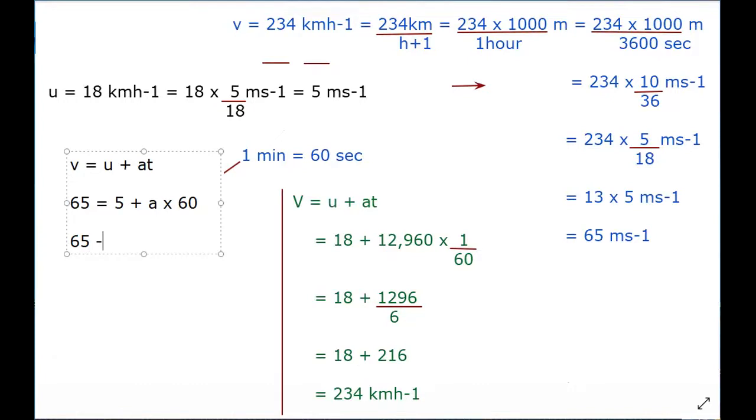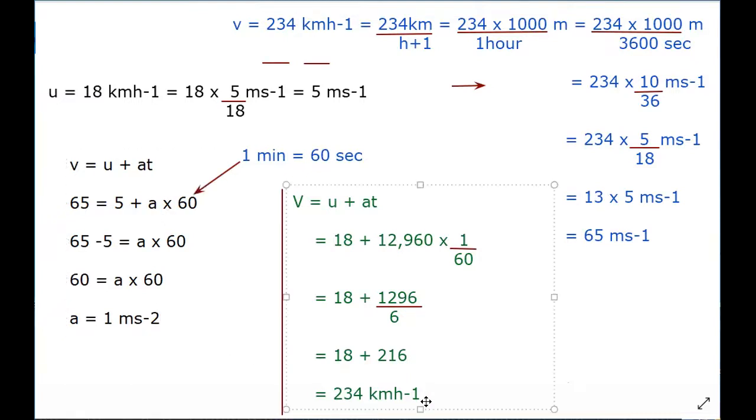65 minus 5, which is 60, equals a into 60. 60 and 60 cancel out. Then you will get a equals, Lamai, tell me. One. Yes. 1 meter per square second. Very good. So that's the final answer.